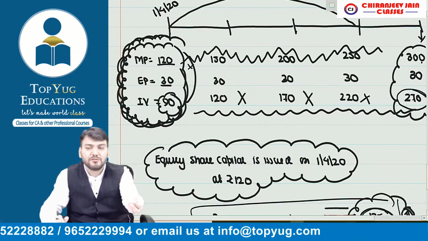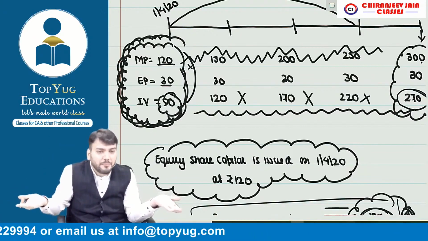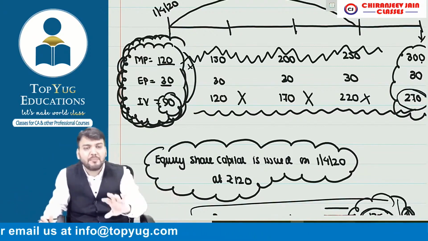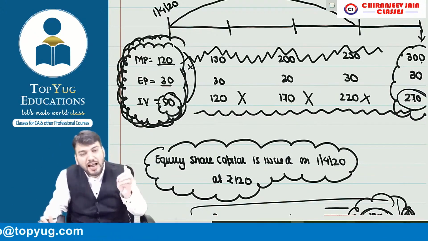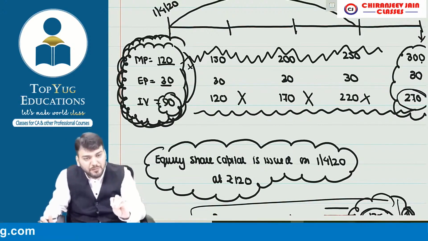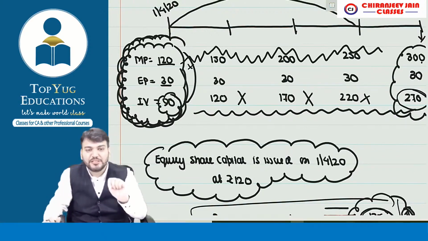Once the option is announced, whatever the market price is, the company has nothing to do with it. For example, I announce a batch at rupees 10,000, which means the fees is 10,000, and you got admission. You took the admission.